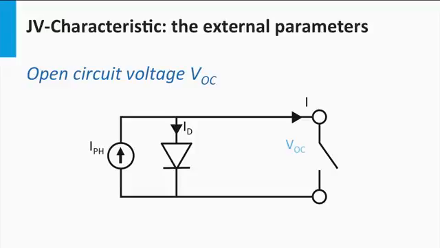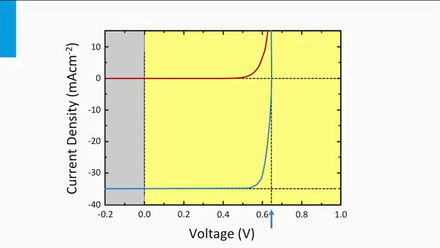Let's consider that the terminals of an illuminated solar cell are not connected. This situation is called an open circuit. In open circuit, the solar cell does not produce any current and solely produces a voltage. This voltage is called the open circuit voltage. The voltage is easily recognized in the JV plot by the intersection of the JV curve with the horizontal axis corresponding to a current density equal to 0.